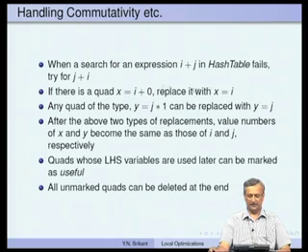So, here we are using an algebraic law, a equal to a plus 0. Any quadruple of the form y equal to j star 1 can be replaced with y equal to j. This is again a simple law, a equal to b star 1, can be replaced by a equal to b. After the above two types of replacements, value numbers of x and y become the same as those of i and j. So, that is a very simple thing to see. Quadruples whose LHS variables are used later can be marked as useful and all unmarked quadruples can be deleted at the end. So, this is the implementation detail.